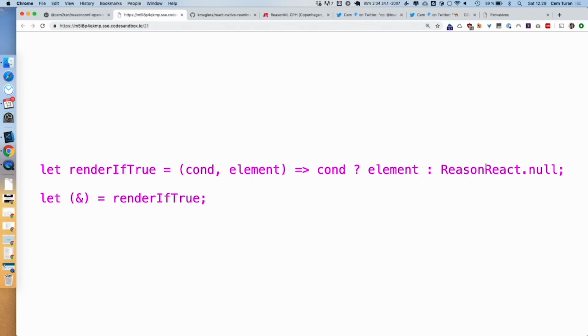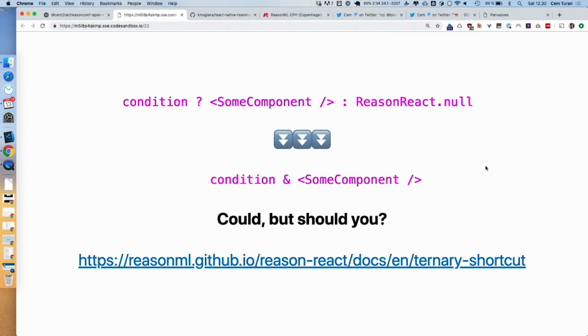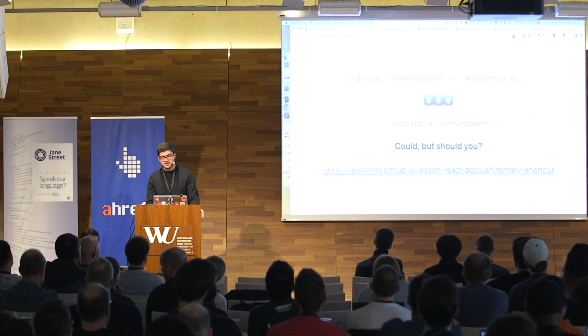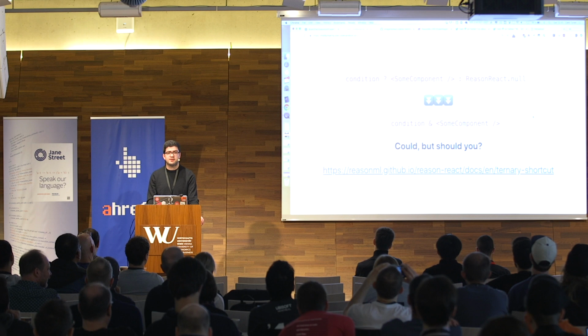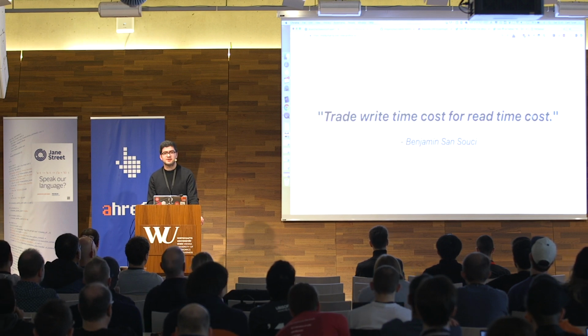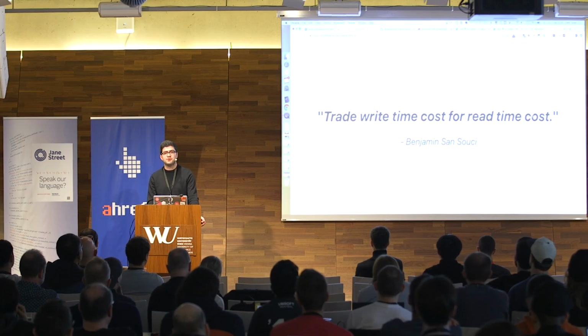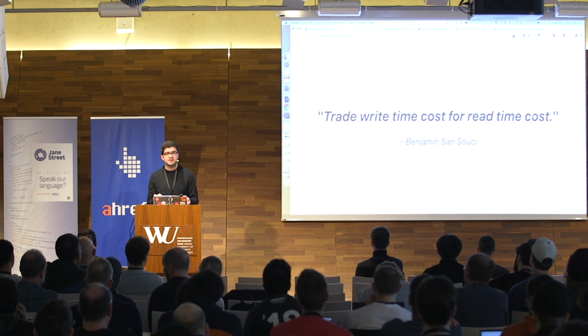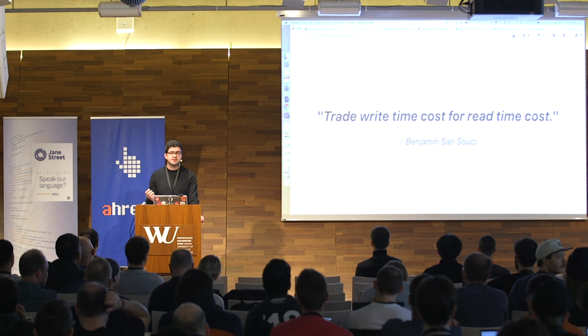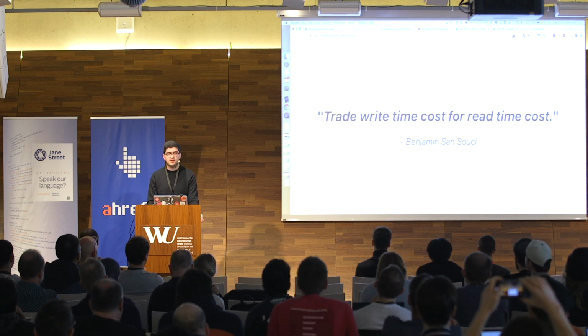Another thing we're also overloading some operators for is conditionally rendering Reason React components. By doing this, it looks a bit more like what you do in JavaScript sometimes. But just because you can doesn't mean you always should. I had a short talk with Ben yesterday, and he said it pretty well: what you're doing here is actually trading a write time cost for a read time cost. This kind of assumes that there's knowledge within your organization that these operators mean these things, that it's a shortcut.